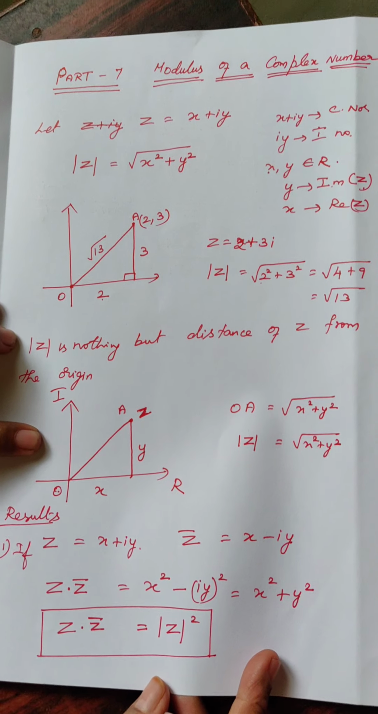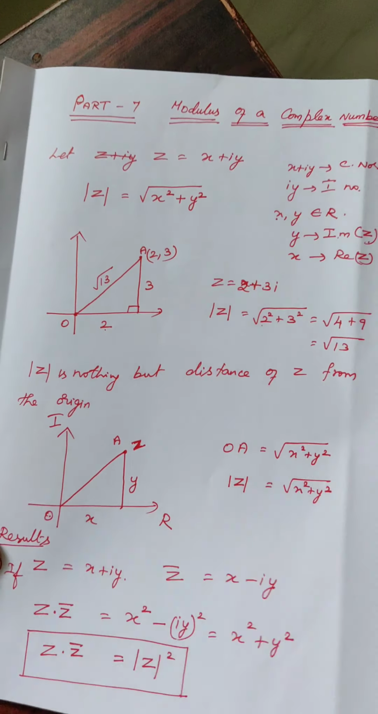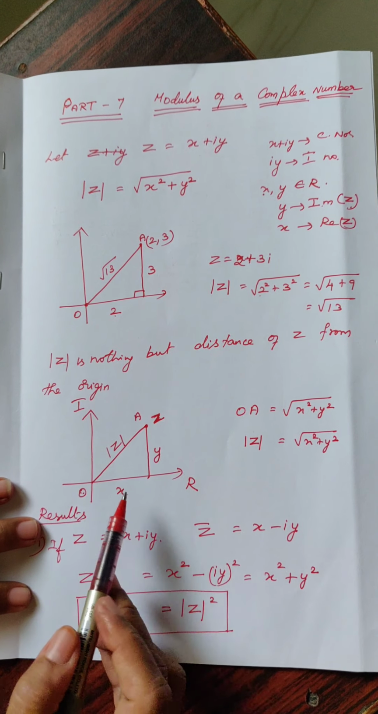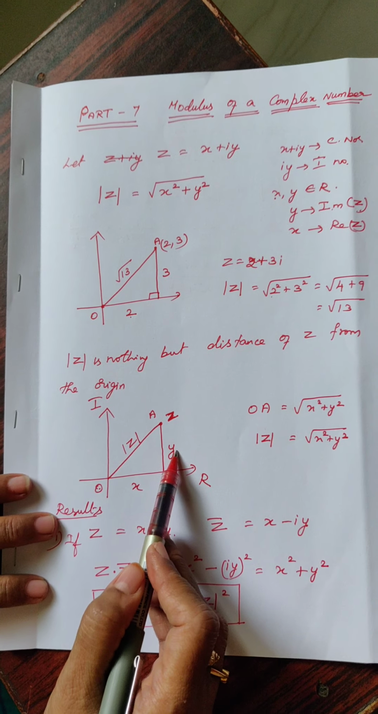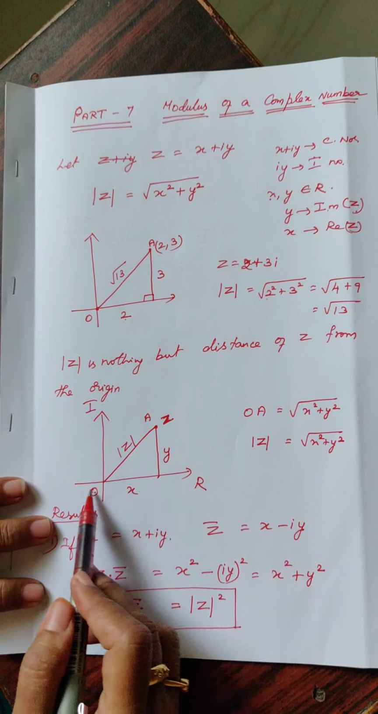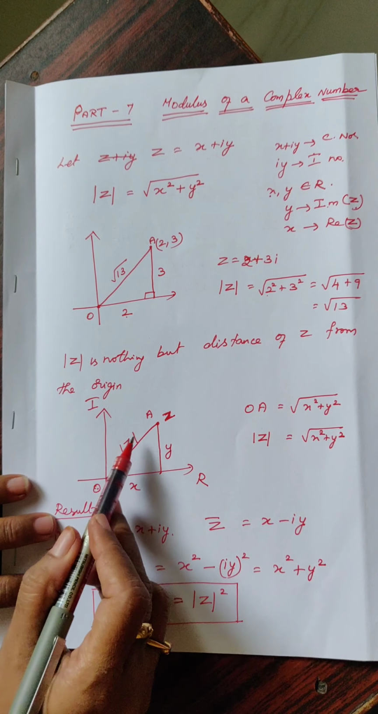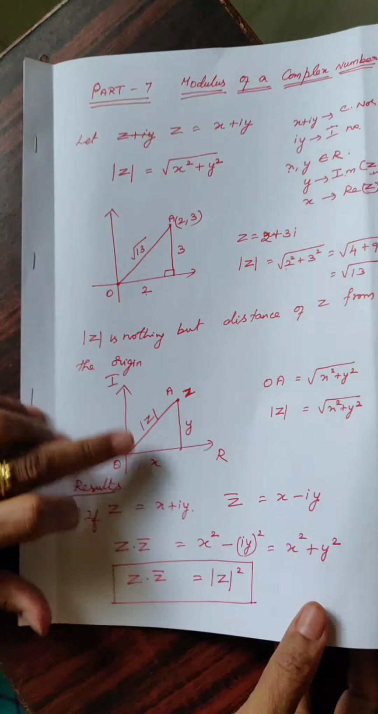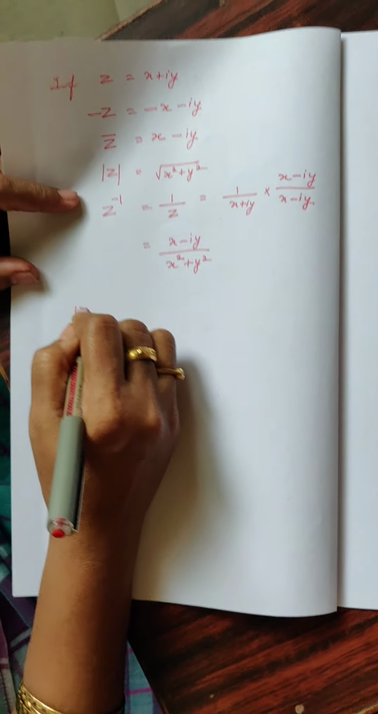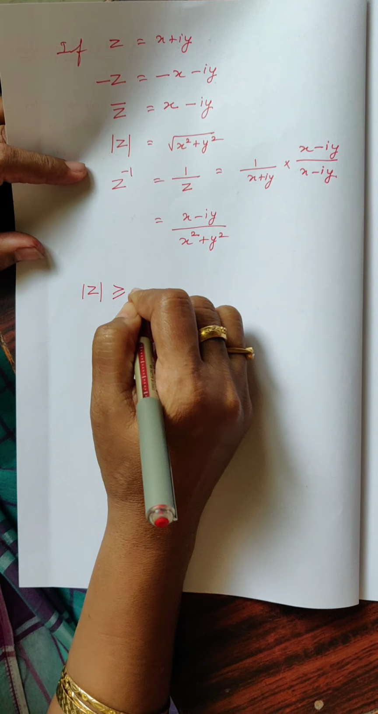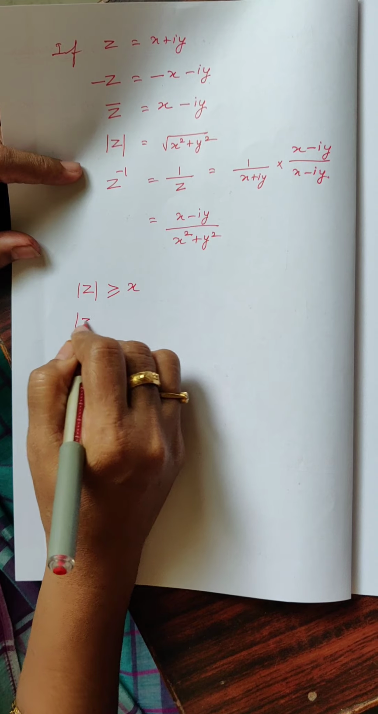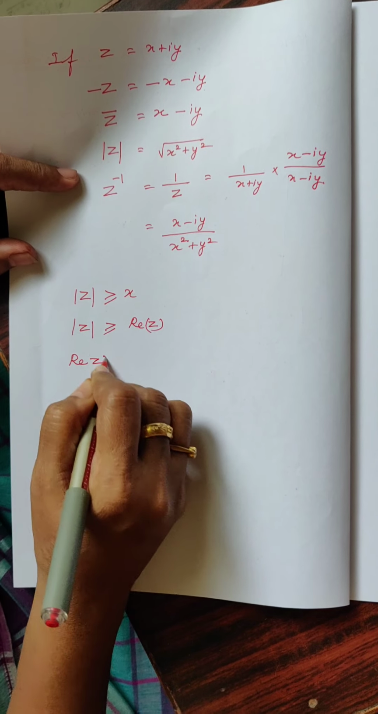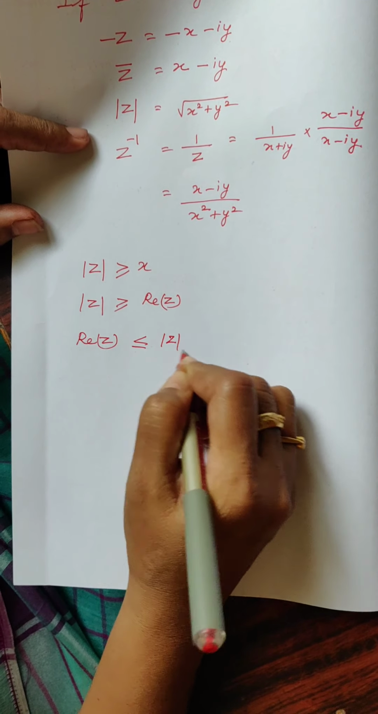See here, this is the geometrical representation of modulus of z. So the length OA represents modulus of z. From this diagram we noted that x is the real part and y is the imaginary part. See here, in a triangle, I am coming to the geometrical part. In a triangle, hypotenuse is always greater than the other two sides. So we can say that modulus of z is always greater than or equal to x. What is the meaning of x? Modulus of z is greater than or equal to real part of z. Or I can simply say that real part of z is lesser than or equal to modulus of z.